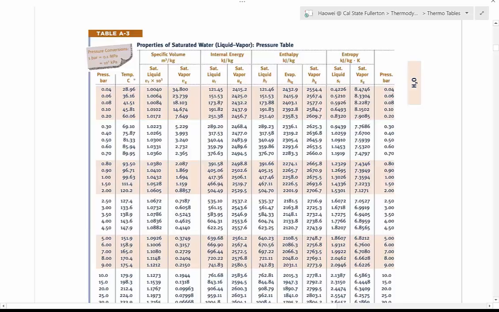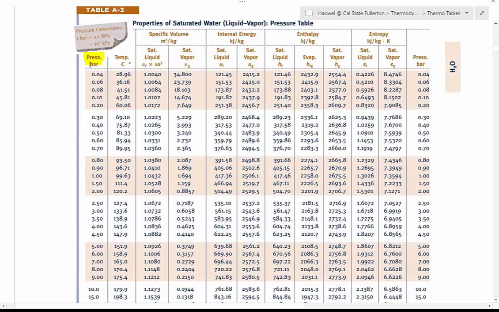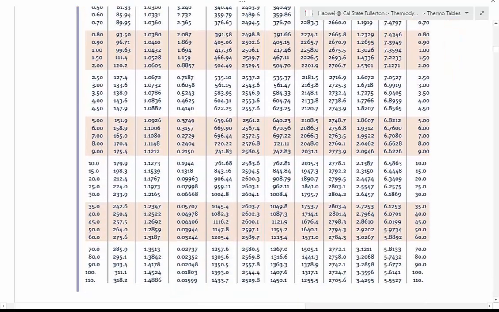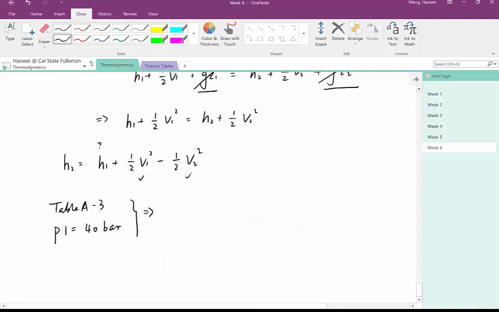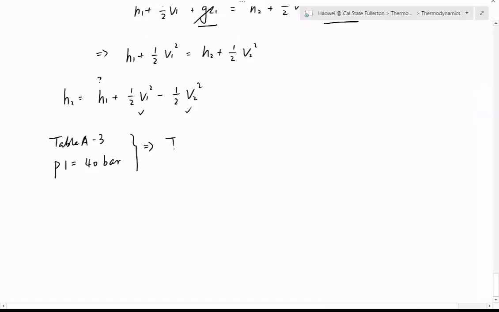The pressure we have is 40 bar, right? Remember, the first column is pressure, second column is saturated temperature. So the pressure we have is 40 bar. We look for 40. So the corresponding saturated temperature at 40 bar is 250.4, and the unit is Celsius. Okay, so now we go back to our notes and write down the saturated temperature. At 40 bar, we found the saturated temperature at this corresponding pressure is equal to 250.4 Celsius.